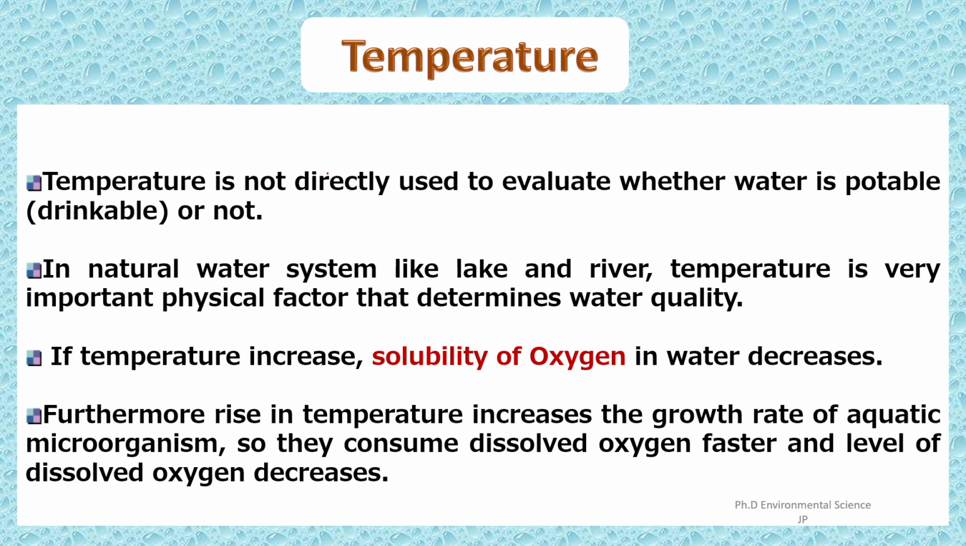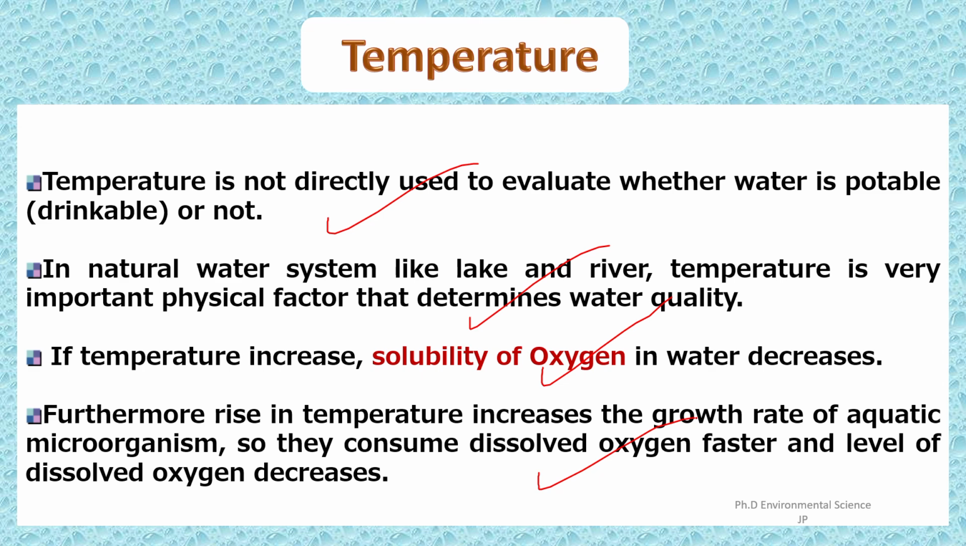Temperature. Temperature itself is not used as a direct indicator of whether water is potable or not. Instead, potability is primarily assessed based on the presence of harmful contaminants such as bacteria, viruses, chemicals, and other pollutants. In natural systems like lakes and rivers, temperature plays a crucial role in determining water quality. As temperature increases, the solubility of oxygen in water decreases. This means warmer water can hold less dissolved oxygen compared to cooler water.